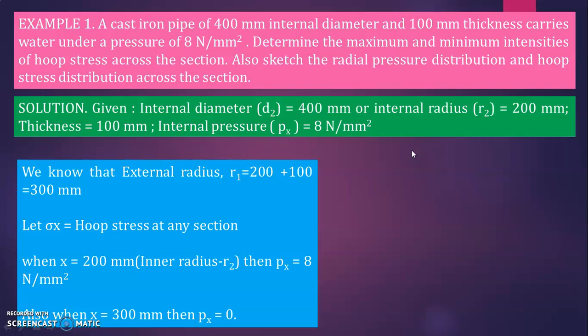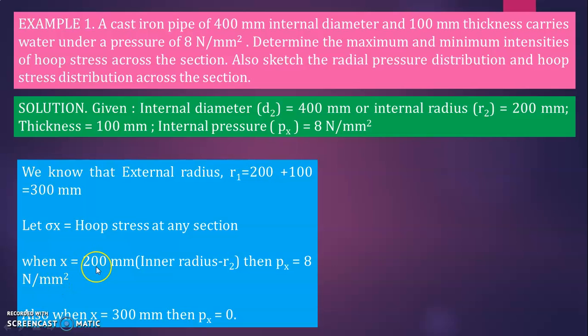Now what you have to calculate? External diameter or external radius is not given, so you can calculate that because you have internal diameter and also thickness, right? So how you can calculate? External radius is R1 now, that is 200 plus thickness 100, right? So that means external radius is 300 mm. Then let us take this sigma x, hoop stress or circumferential stress, that we have to calculate.